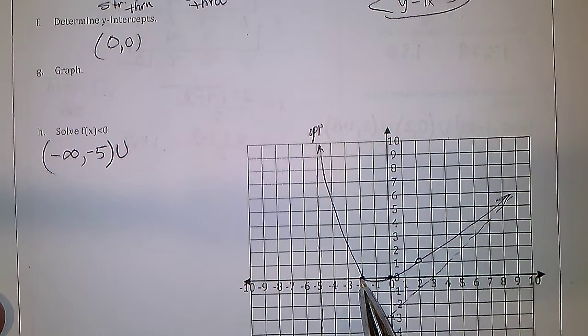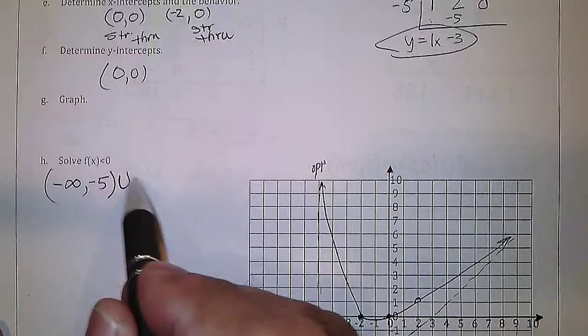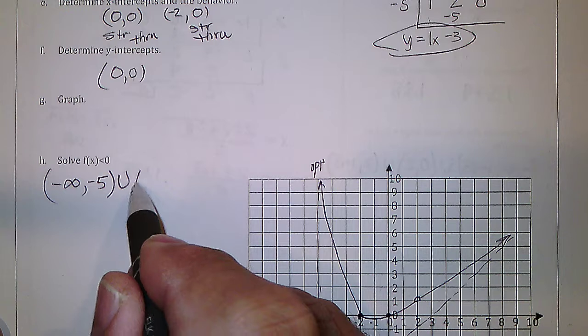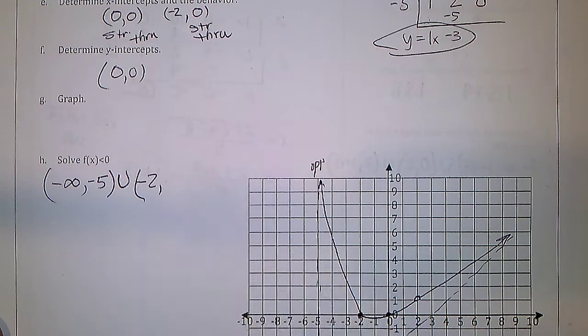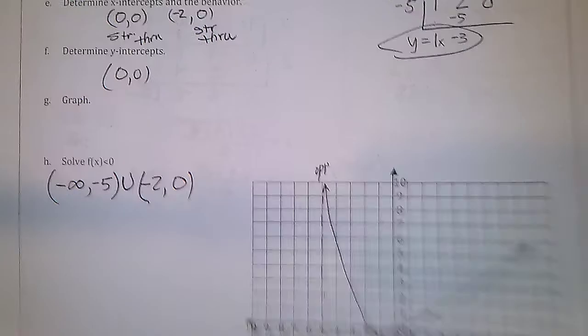It's equal to 0 at minus 2. It's equal to 0 at 0. We don't want to include either of those, so we'd have to go from negative 2 to 0. Okay, that's number 2. Let's go to number 3.